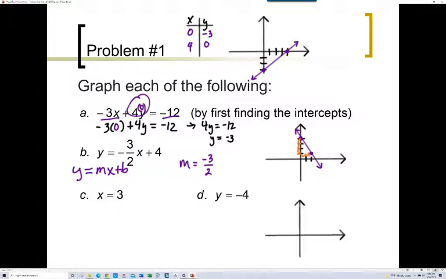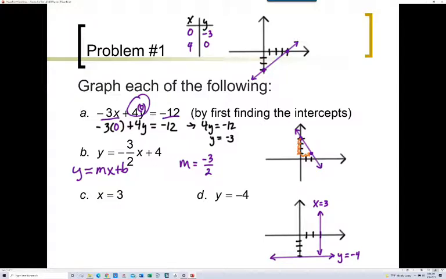X equals 3. Well, you're going to go to where x is equal to 3 and draw a line that's vertical. Notice that every point on this graph has an x value of 3. Y equals negative 4, we're going to go down 4 on the y-axis, and you would draw the horizontal line, and so that's y equals negative 4. X equals a number is always a vertical line. We know those have an undefined slope. Y equals a number, we're going to get a horizontal line, and that's got a slope of 0.